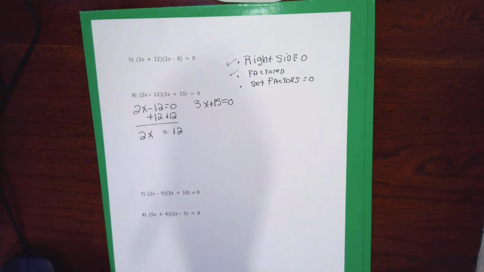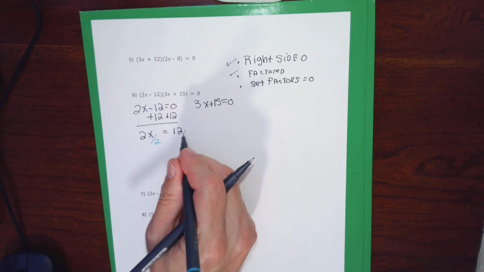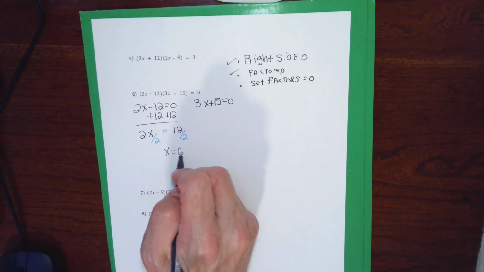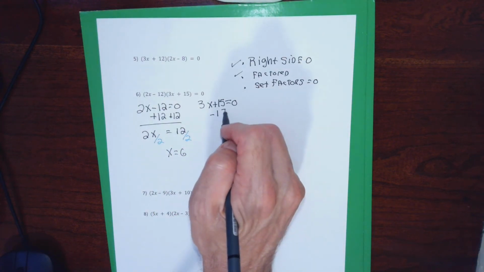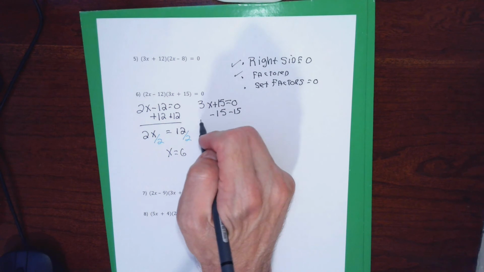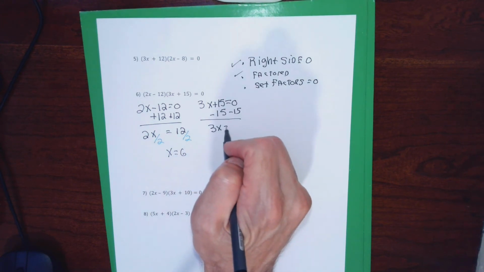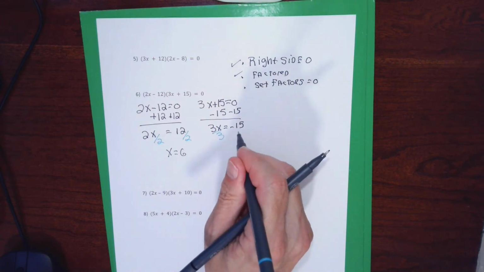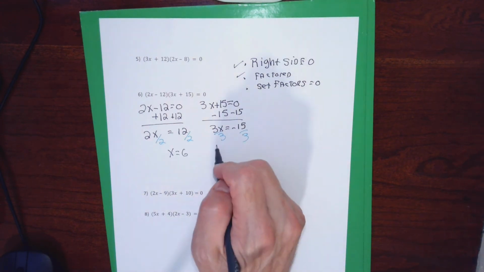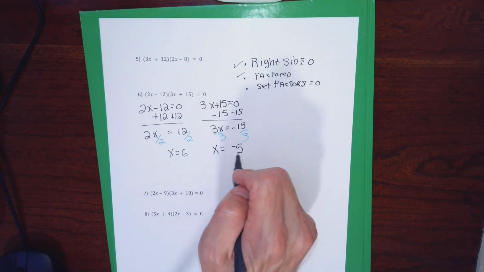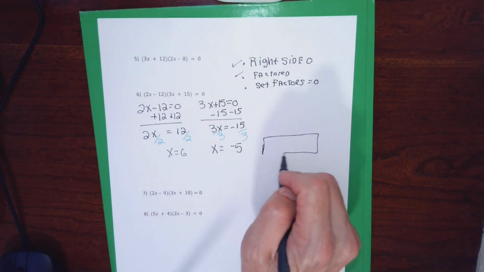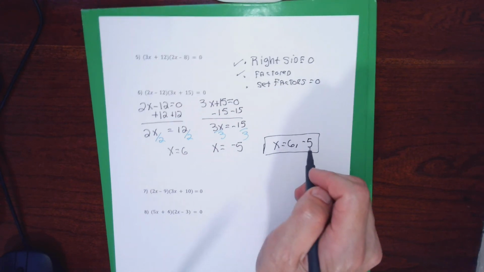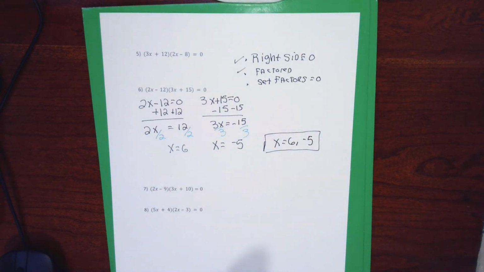So for the 2x minus 12 factor, I add 12 and divide by 2 and get an answer of 6. For the 3x plus 15 factor, I minus 15 and get 3x equals minus 15. I divide by 3, divide by 3, and get x equal negative 5. I'm banking that I didn't make a math error, but I could confirm that I didn't make a math error if I took the time to check.